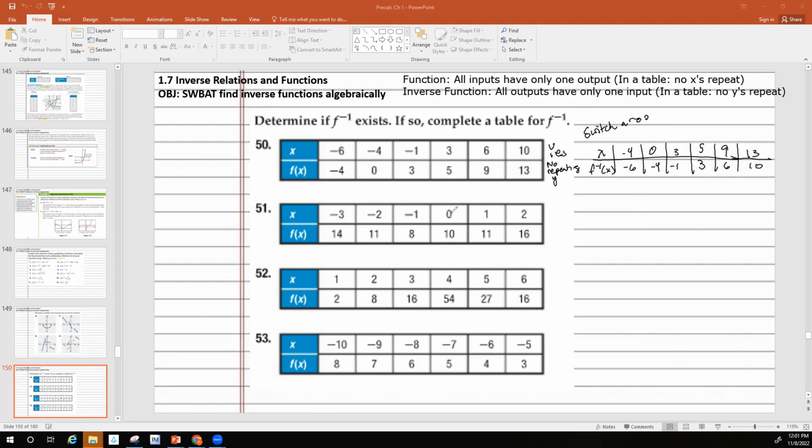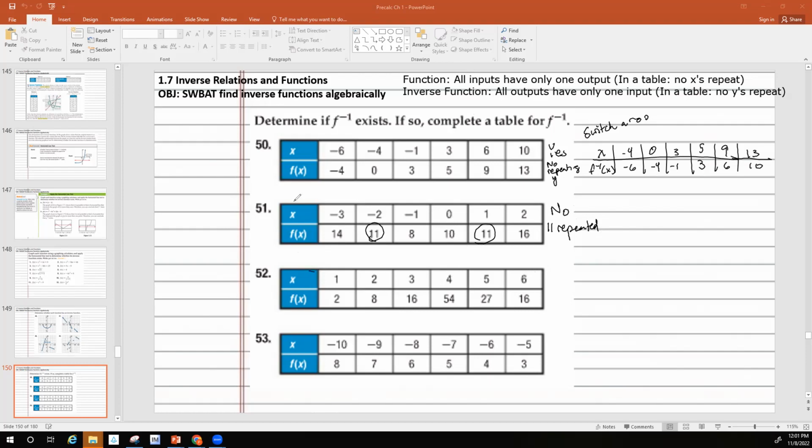All right. Now let's look at number 51. Let's look at the y's. 14. Good. 11. Good. 8. Good. 10. Good. 11. What? We got two 11s here. We can't have two of the same y's. So because a y repeated, no. It does have an inverse, but the inverse is not a function. The 11 repeated. That's it.